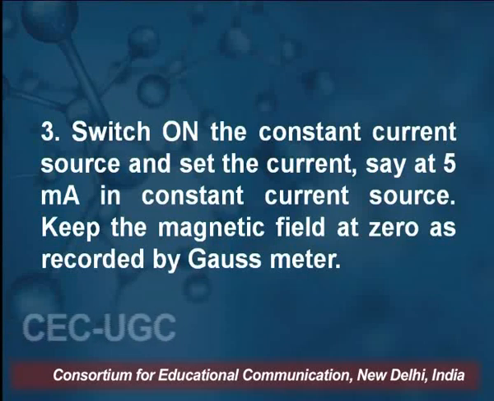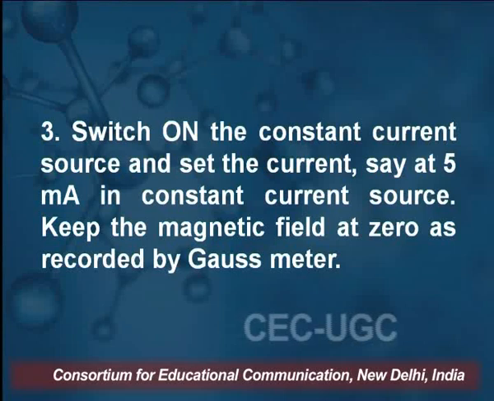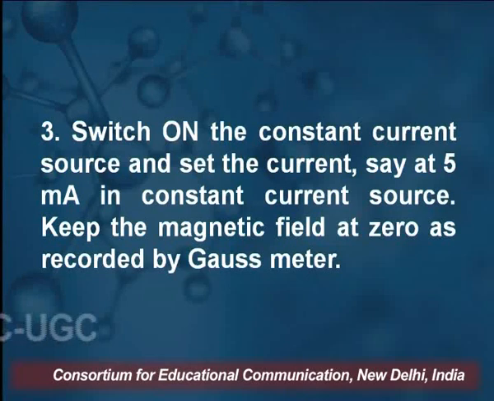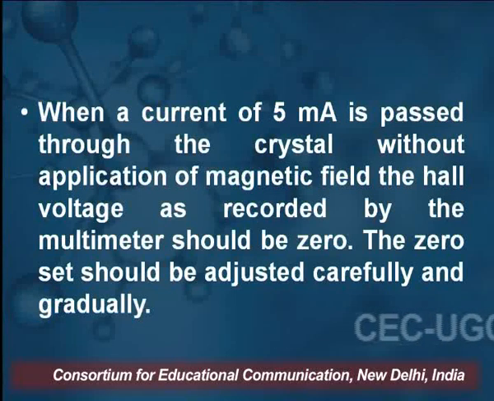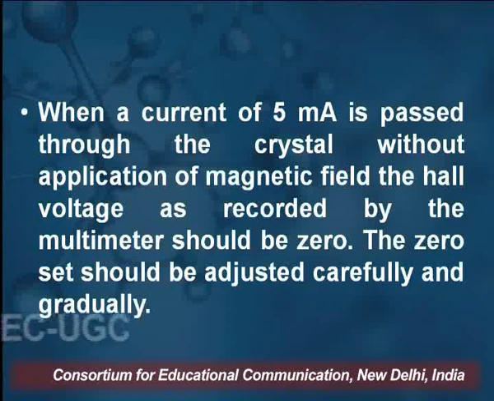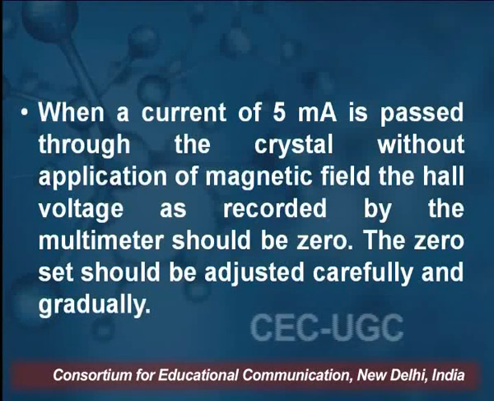Switch on the constant current source and set the current to approximately 5 milliampere, and keep the magnetic field at 0 as recorded by the Gauss meter. When the current of 5 milliampere is passed through the crystal without application of the magnetic field, the Hall voltage as recorded by the multimeter should be 0. This is the first step of the arrangement.